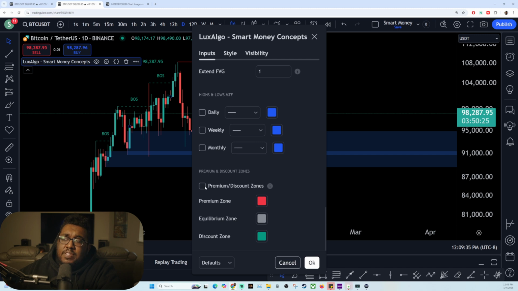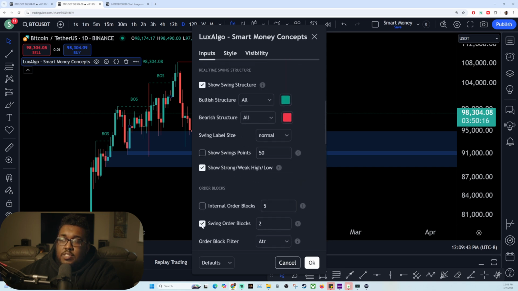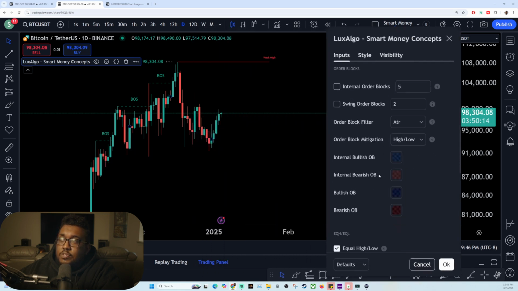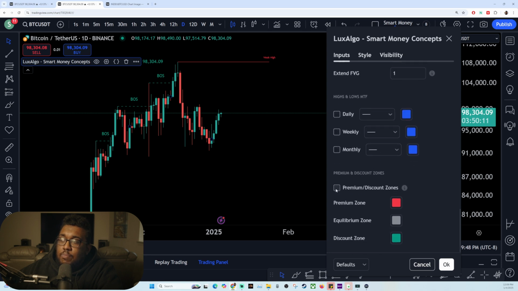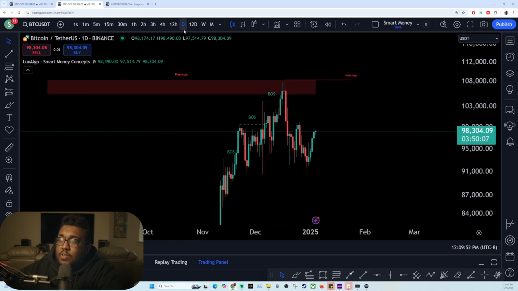Next up, you have premium discount zones. This one is pretty interesting right here. This one really allows you to just have an extra level of support, especially if you don't like using the order blocks as much. So if I were to take away the order blocks, you see all that disappears. Then I say, hey, I want premium discount zones. This is a big resistance level up here.